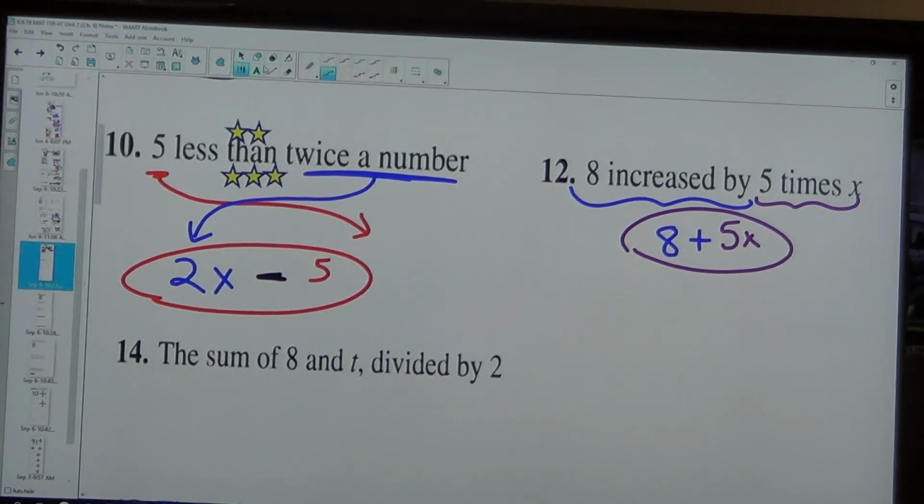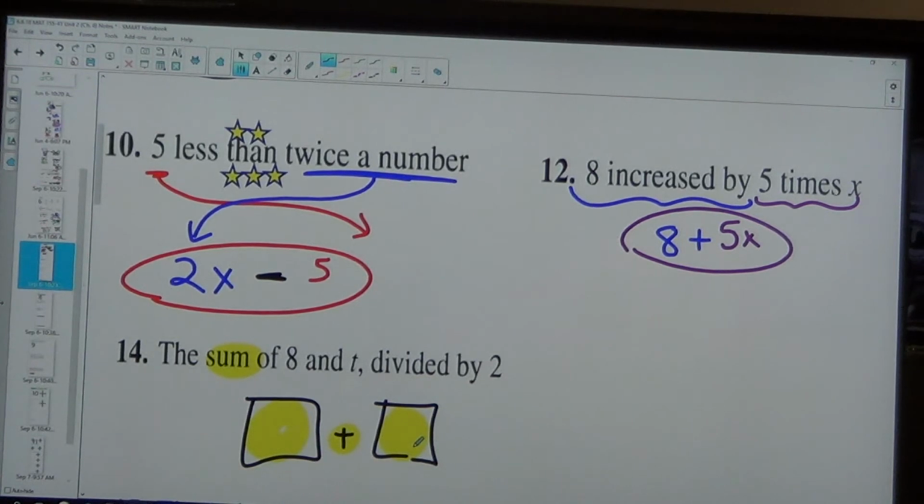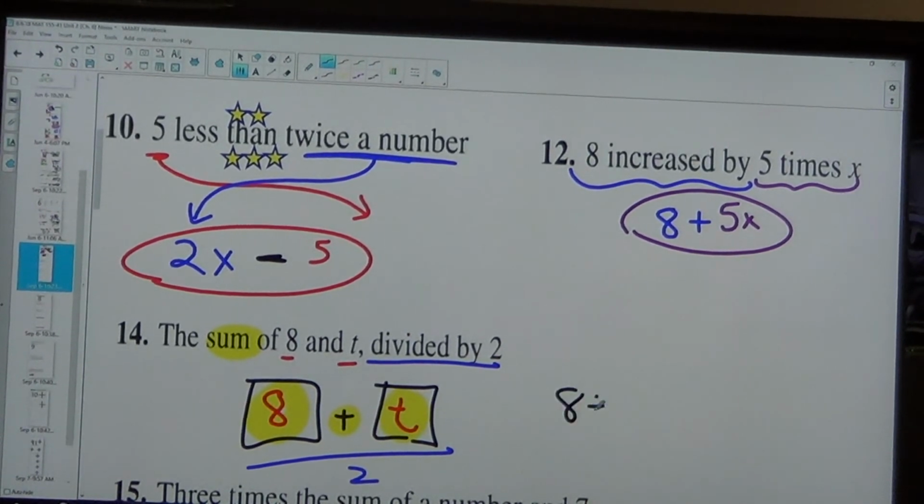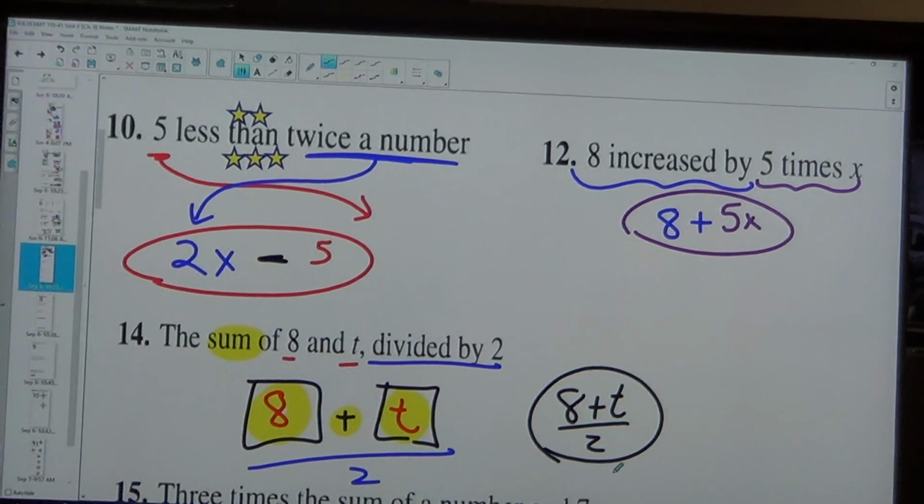Okay? So, sum means we're doing what? We are adding 2 things. So sum means we're adding 2 things. And the 2 things that we're adding are 8 and t. And then that sum is being divided by 2. So we are taking that addition problem and dividing it by 2. So it's going to be 8 plus t, divided by 2.